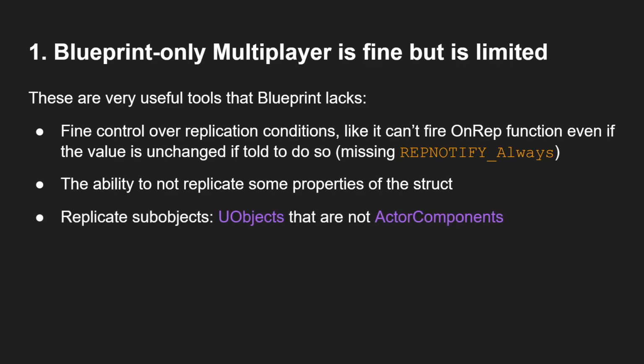And another feature is the ability to replicate sub-objects. And with sub-objects, I mean objects that are not actor components. The reason you would want to replicate these kinds of objects is the fact that they are lighter weight than actor components, for example, and you would want to use them. And if you noticed, Epic dropped in 5.1 a new way to replicate sub-objects, which was really cool and very easy to implement.